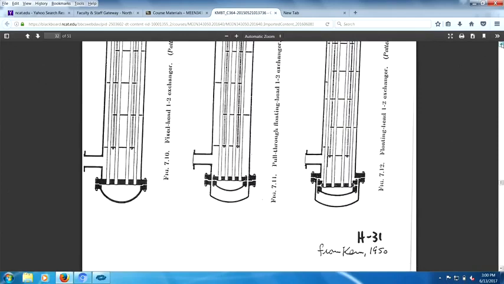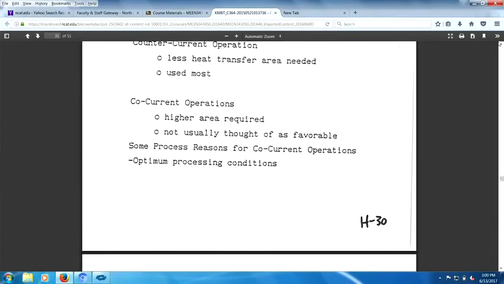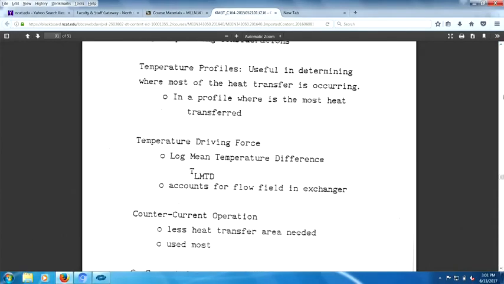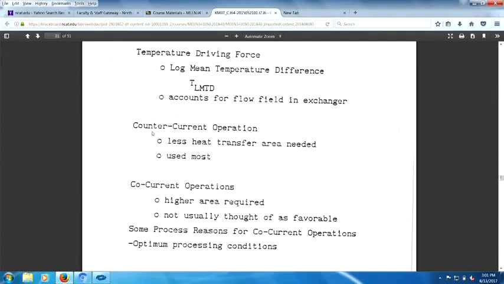So this brings us up to our first shell and tube heat exchanger here. Let's get this, though. This actually turns out to be important. Temperature profiles. Typical operation is countercurrent. This is less heat transfer area needed, and it's perhaps the most used.